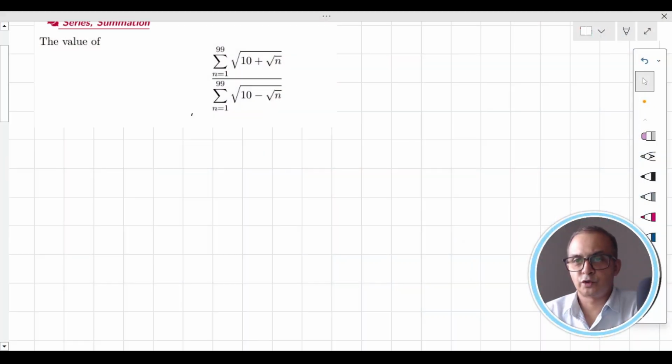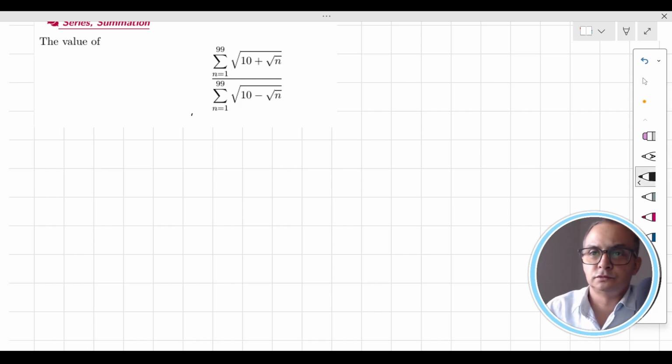So let's see it. What the question is asking is to evaluate the ratio of these two quantities. The first quantity, in the numerator, is the sum for n from 1 to 99 of the square root of 10 plus root n, and the denominator is the sum for n from 1 to 99 of the conjugate of the same numerator. So what is the technique? There are many other ways, but what I actually observed we can do easily is this one.